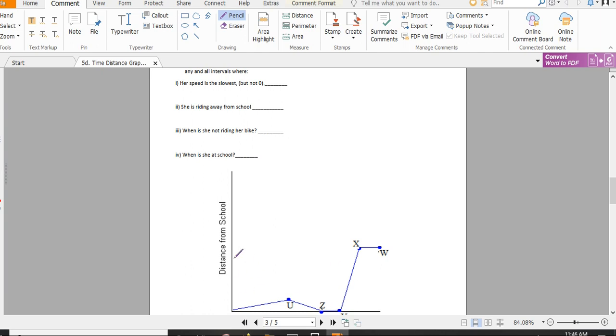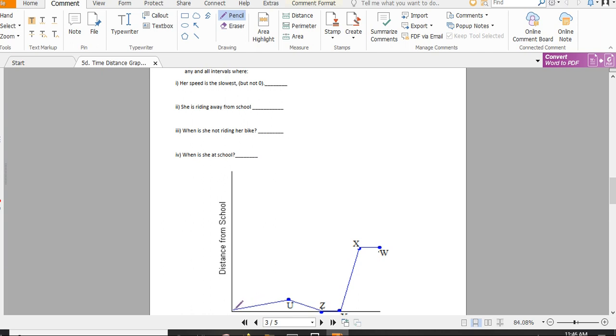Let's try to make sense of what's happening here. Distance from school starts at home. She bikes towards school, and all of a sudden turns back and goes home and rests. Maybe she went home to use the washroom or something. Then she sped up really fast to get to school, and stayed there. So where does it look like she traveled the slowest?